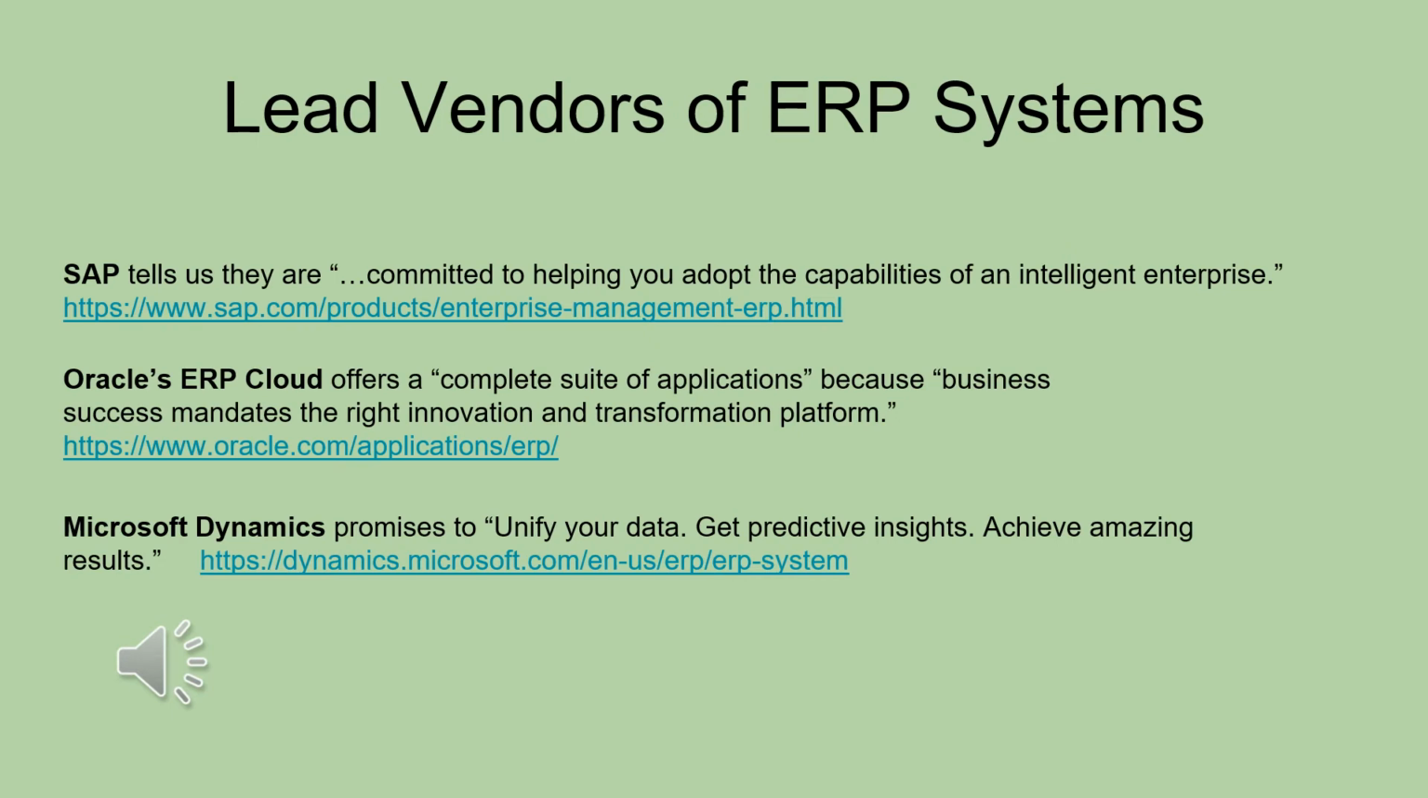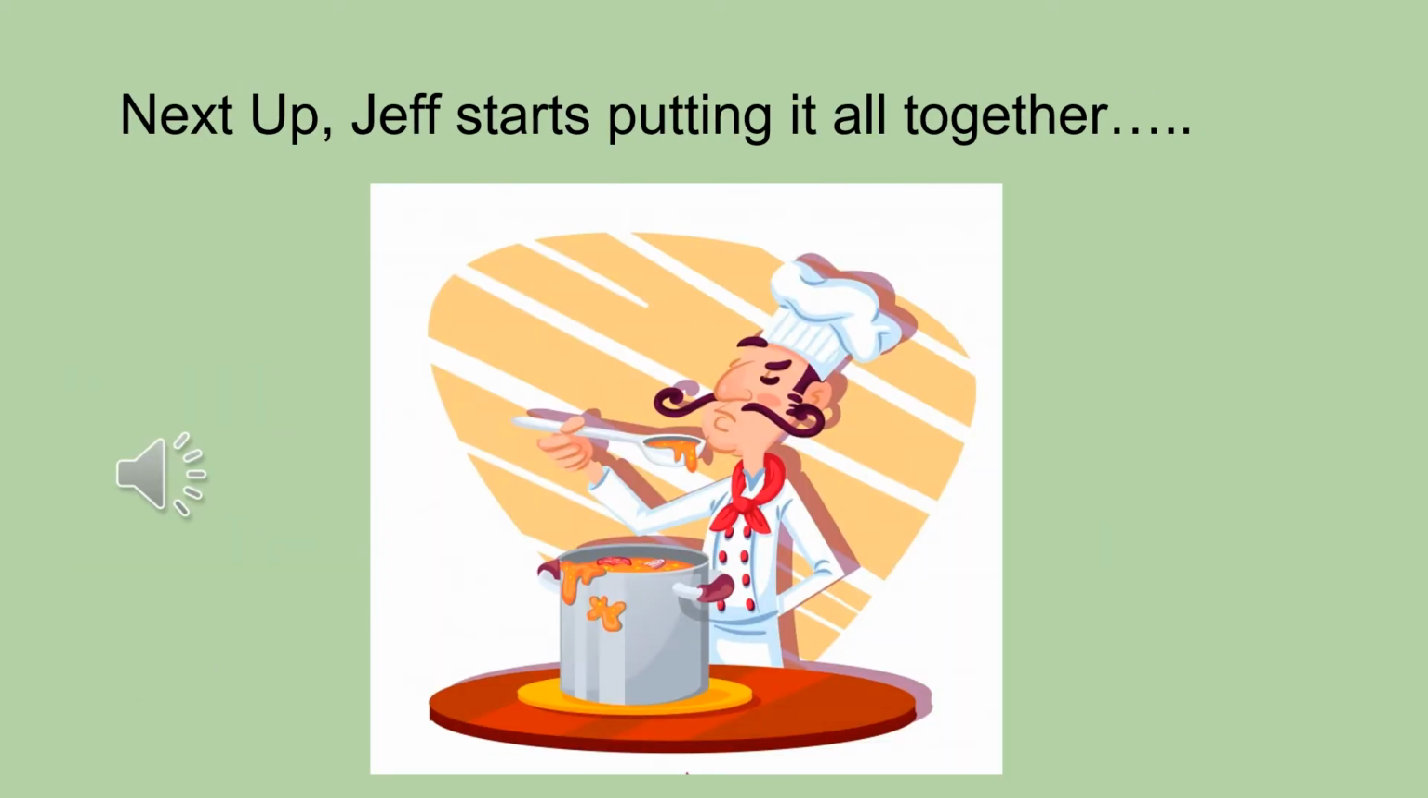So who are the cooks of our alphabet soup? Players like SAP, Oracle, and Microsoft lead the pack. All promise to be the best at integrating and helping us manage our systems. Now that we have an understanding of what ERP systems are, let's let Jeff tell us about how ERP systems are put together and operate.